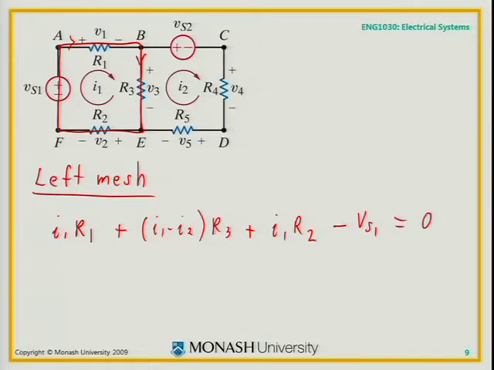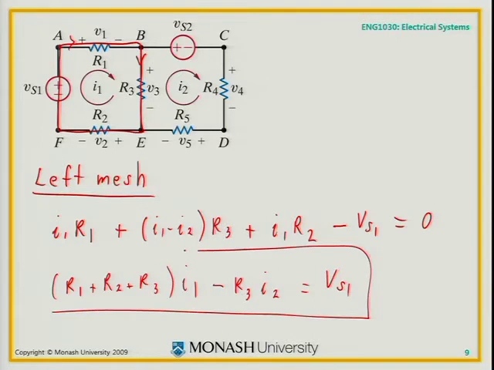That's the equation in terms of I1 and I2. That's one of them. If I simplify or rearrange, I get R1 plus R2 plus R3 times I1 minus R3 times I2 equals VS1. And that would be my first equation.